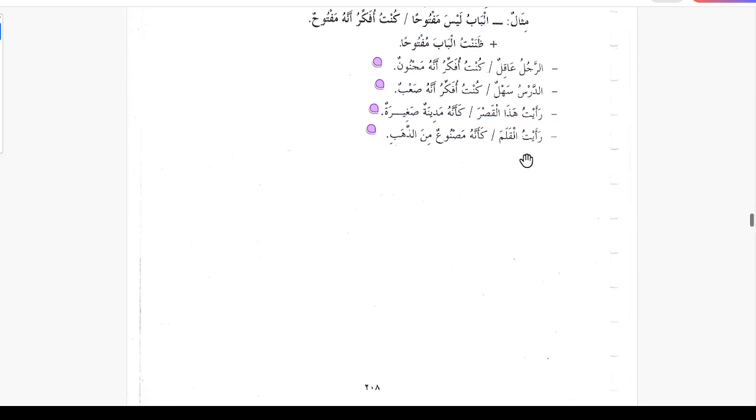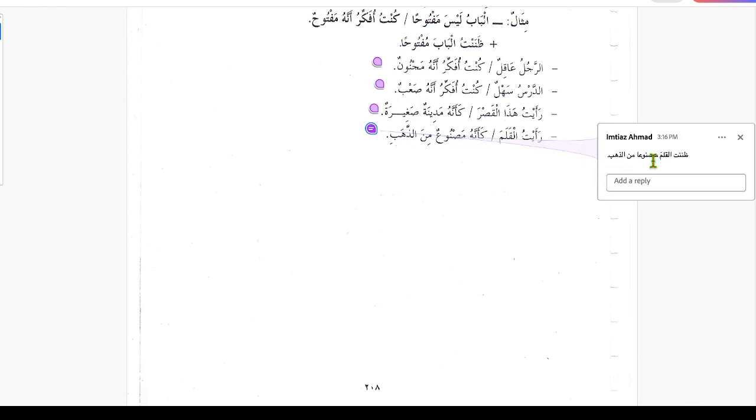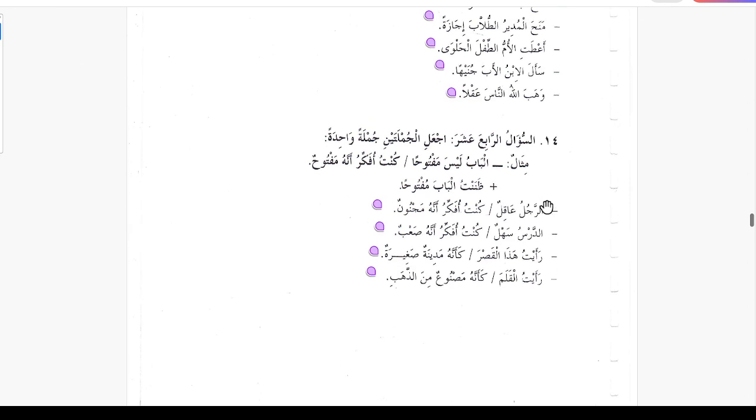And the next one is raitul kalama, I saw the pen, ka annahu masnu'un min az-zahabi, as if it is made of gold. So we can combine these two sentences. Zanantu al kalama masnu'an min az-zahabi. So we are going to use two maf'ul bihi. The first one is al kalama and the second one is masnu'an, which is going to be mansub, masnu'an min az-zahabi, from gold. So we completed this question number 14, and so that was all.